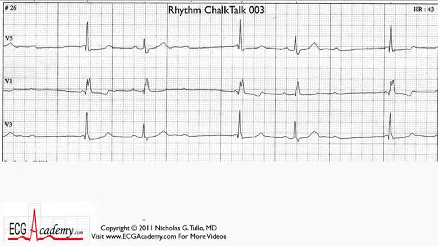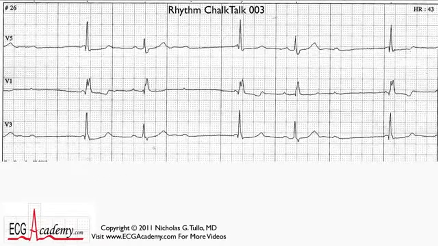Anyway, this is Rhythm Chalk Talk number 3, and I must say it's very challenging. A lot of cardiologists I know wouldn't get this right. But I'm going to help you work your way through it. And one big hint is that this is actually the same patient as Chalk Talk number 2. So that was a case of second-degree type 2 AV block. And one big hint is that type 1 and type 2 second-degree AV block almost never occur in the same patient. So, at least not at the same time.